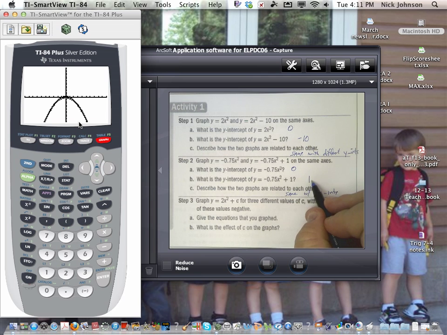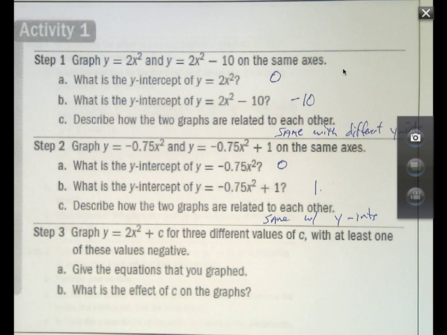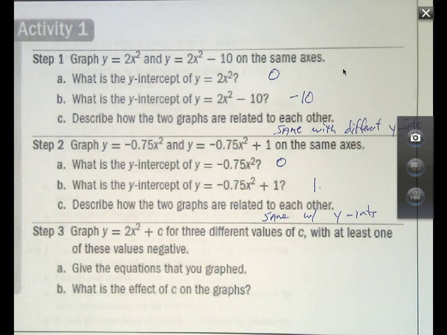Describe how they are the same. They are the same with different y-intercepts. Same thing. This has a y-intercept of 1. This has a y-intercept of 0. Okay?